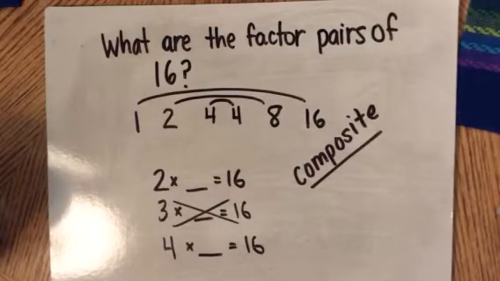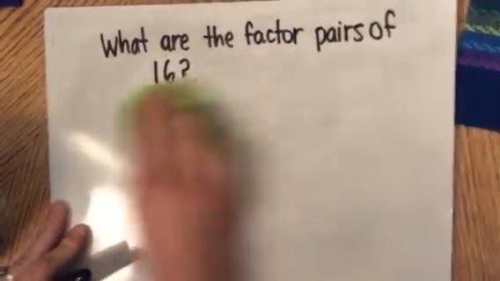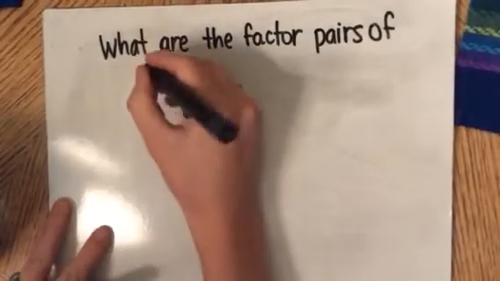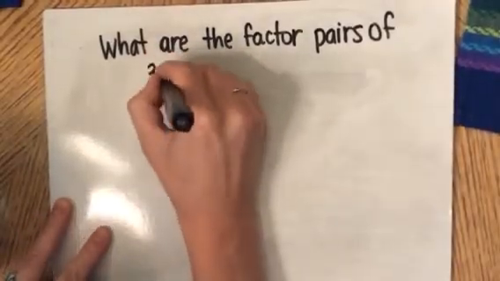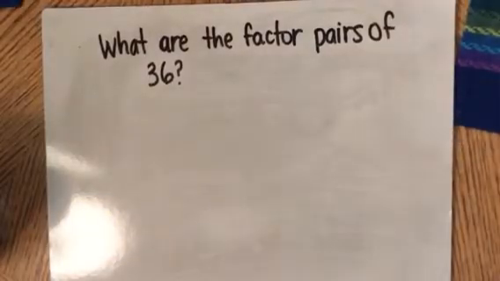Okay, are you ready for a little bit more of a tricky one? This one is going to have more factor pairs because it's a bigger number. 36. So now you're going to work through what are the factor pairs of 36. Again, pause the video to give yourself some time to work through this.